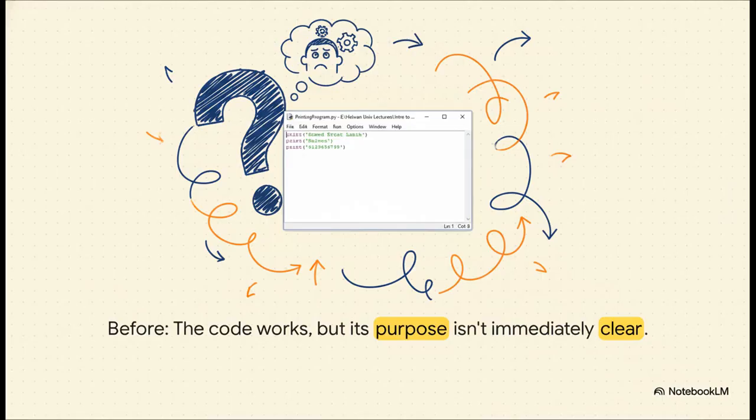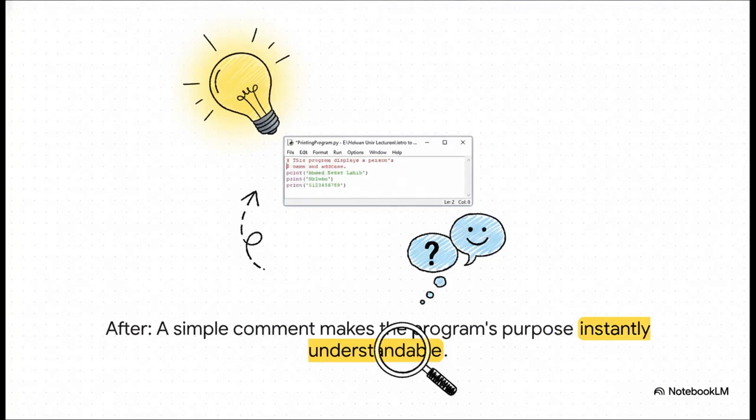So take a look at this code. It works just fine. But if you came back to this in a month, would you remember exactly what it was for? Probably not. It's a bit of a mystery. Now look at the same exact code, but with that little comment at the top. See the difference? That simple note makes the purpose crystal clear. It doesn't change what the program does at all, but it dramatically changes how easy it is for a person to understand what's going on.